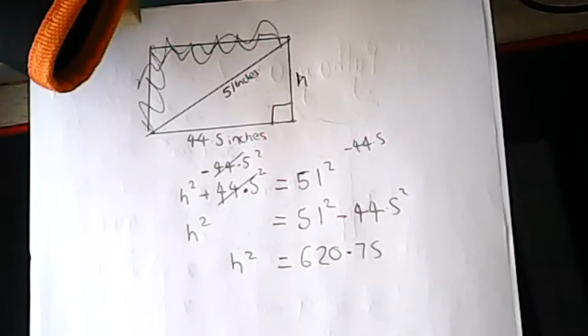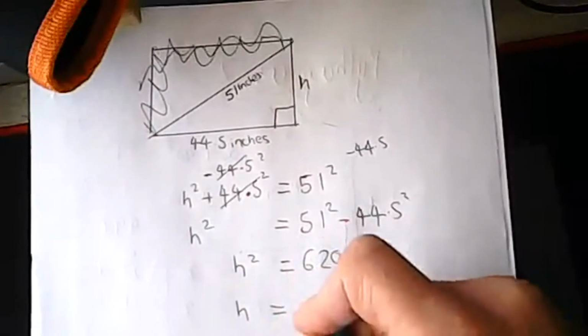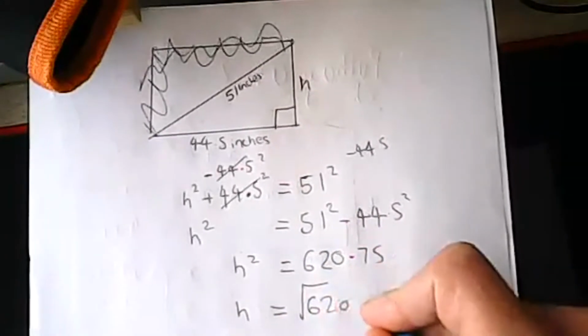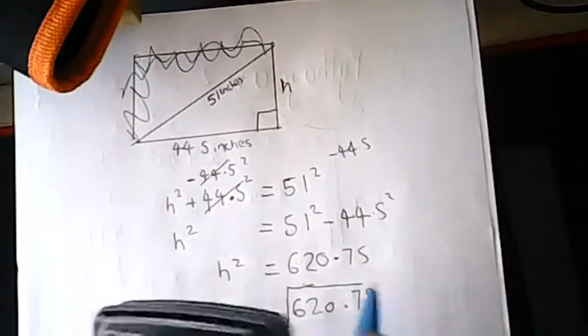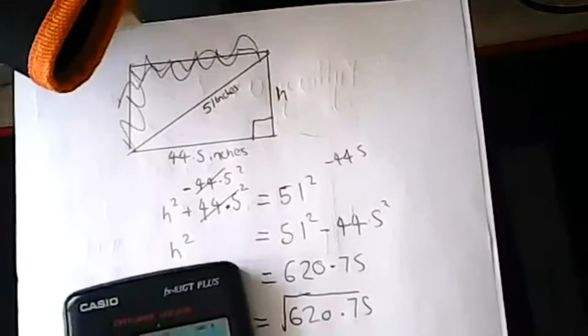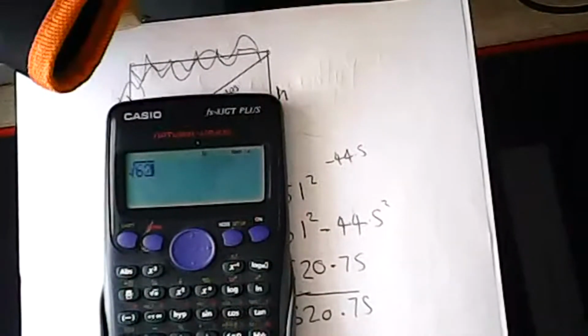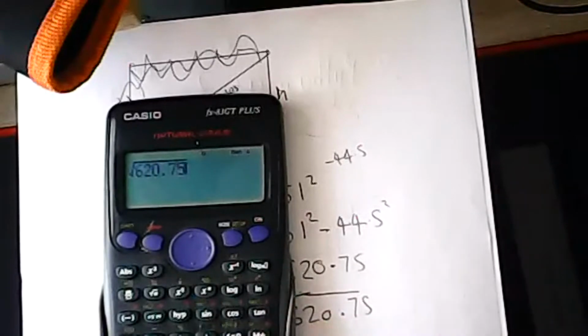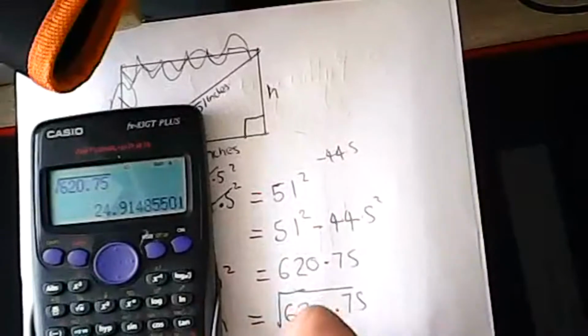Okay, still waiting for some answers there, maths fans. Come on. Fantastic. The square root. We have an answer. Brilliant. Thank you, Lydia, for that again. So h equals the square root of 620.75. Alright, so we use our calculator. Square root button there. Square root 620.75. And we've got 24.91.